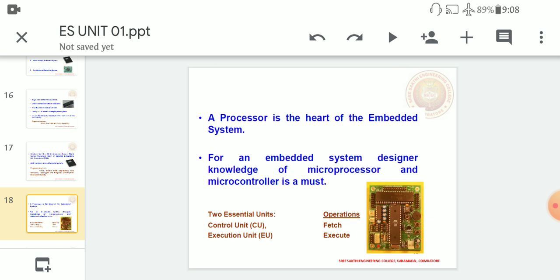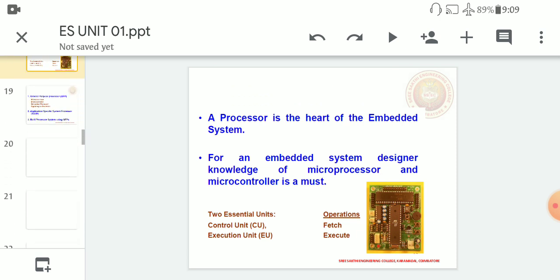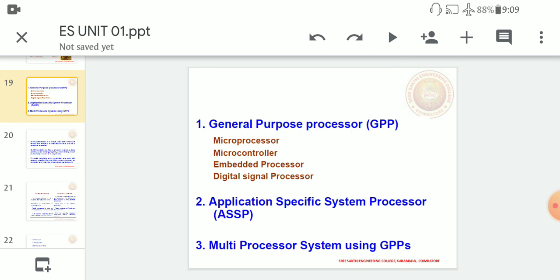The embedded system here is used for two processes: one is used for control and the other is used for execution. For control and execution, we need two other operations: one is we have to fetch and the other is we have to execute. Based on the applications, we classify the embedded system as general purpose processor, application specific processor, and multi-processor system using these general processors.